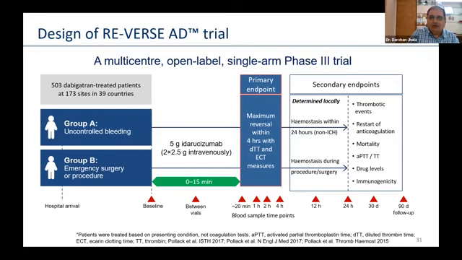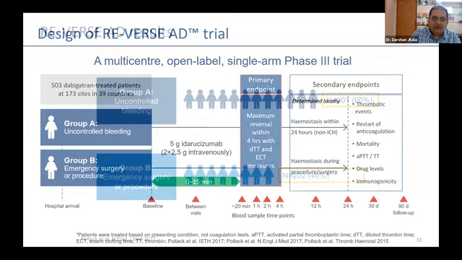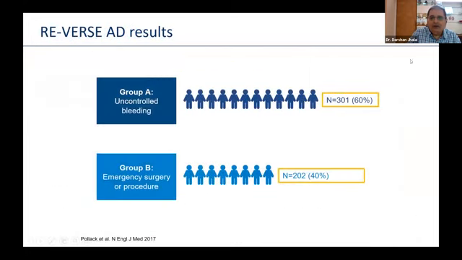And these were measured. And of course, secondary endpoints where the clinician decided whether there were any thrombotic events, whether there is any mortality, and grossly whether the APTT became normal, drug levels, immunogenicity. The surgeon decided whether he was happy with the hemostasis which he saw on the table. So there were a lot of these clinical secondary endpoints which were important to the clinician. And so we had about 301 patients in group A where we had uncontrolled bleeding, and about 200 patients in the emergency procedure group.